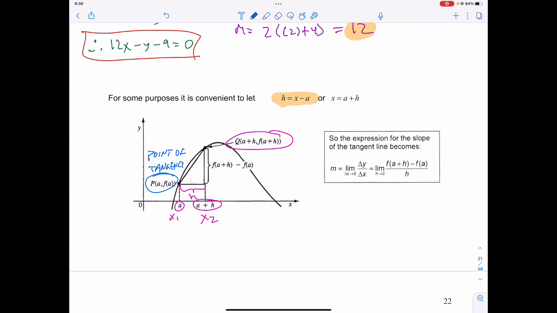Then we wind up with a new formula where the change in x is just h, and the change in y is f of a plus h, my y at point 2, take away my f of a, my y at point 1. Once again, this is not on the formula sheet. But we're going to use it so much that you're going to memorize it in no time.